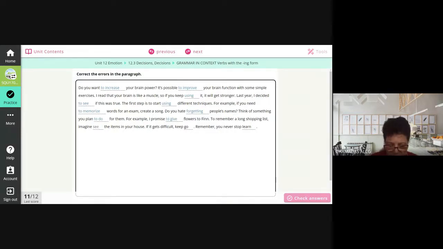Imagine seeing, keep going, stop to learn. Never stop to learn or stop learning. Stop learning. Okay, we can also use stop to learn, but it's a different meaning. Here it's stop learning.